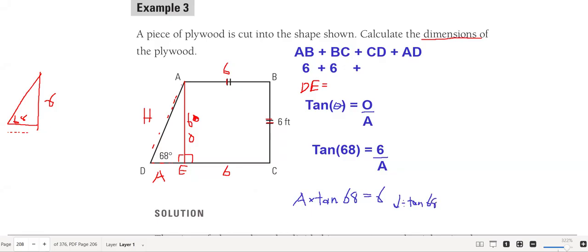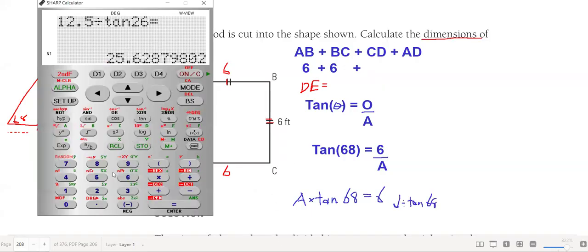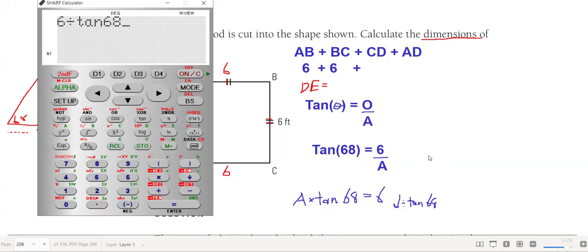To get what my answer is here, I don't have a lot of space, so I'm doing as best I can here, right? So it's 6 divided by tangent of 68. If you understand what I just did there, again, I need to get A by itself, so I times both sides by A. That moved to the left side on top.